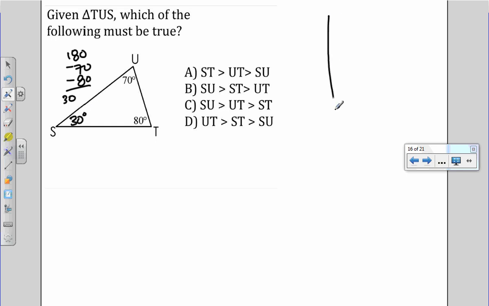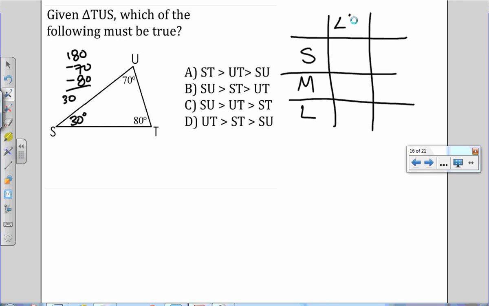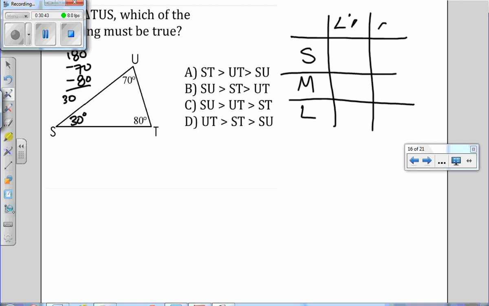Now, I need a chart. I don't have a chart this time. You're going to have to make your own chart. But we know that small, medium, large goes here. And we know that we have a column for angles and a column for sides. My pen quit working on me. Technical difficulties. Alright, and we're back. We got angles, we got sides.